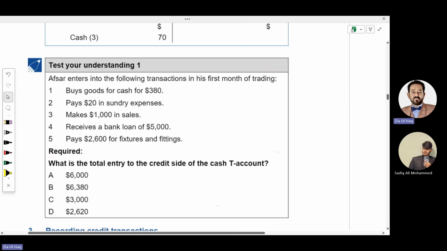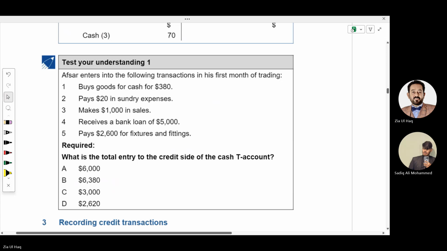Accounting entries for this. Okay, now this is a MCQ. Afsar enters in the following transaction in his first month of trading. Buying goods for cash 380. He paid 380, 380 negative balance. Pay 20 in sundry expense, 20 negative balance. Make 1,000 in sale, 1,000 positive balance. Receive a bank loan of 5,000, 5,000 positive balance.